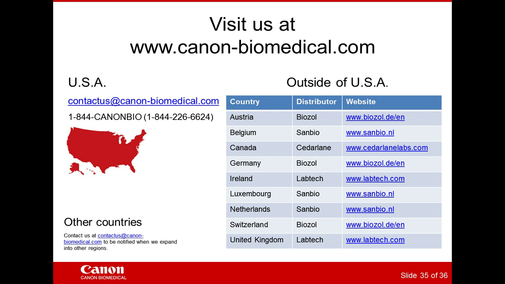And lastly, if the applications are in line with your research needs and we have the target of interest for you, how do you go about contacting us? In the beginning of the presentation, we called this out, but in the US, we sell direct through Canon BioMedical. So the phone number and email address are shown here. Contact us at canon-biomedical.com or 1-844-CANON-BIO for a phone number.